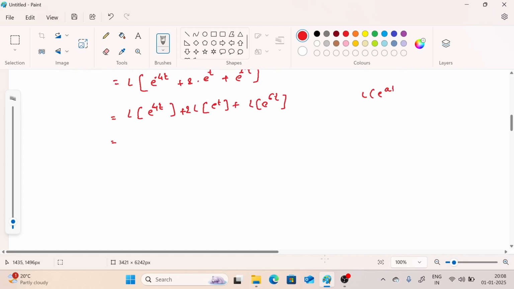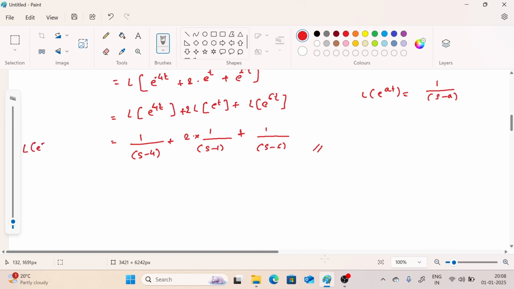Laplace of e to the power 8t is equal to 1 plus minus a. So 1 upon s minus 4 plus 2 times 1 upon s minus 1 plus 1 upon s minus 6. That's it. If you want to simplify, you can simplify, but this answer is sufficient.